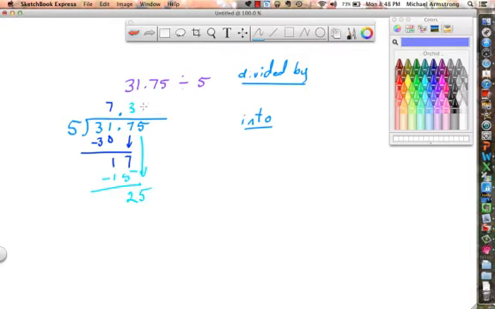5 goes into 25 5 times. 5 times 5 is 25. And we can just stop right here because we can see that it goes in evenly. Or we can go ahead and write it out. We don't have a remainder. 25 take away 25 is 0. Okay? So 31.75 divided by 5 is equal to 7.35. And we know that 7.35 times 5 should be around 31.75.